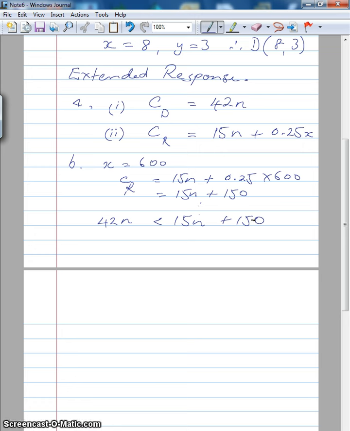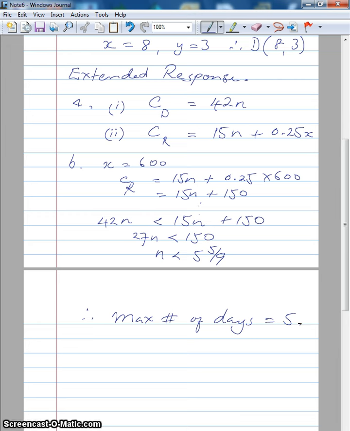So how many days can we get out of this? Well, we've got 27 less than 150, so N is less than 5 5/9. Therefore, the maximum number of days will be 5, assuming, of course, that we have to work with whole days rather than fractions of a day.